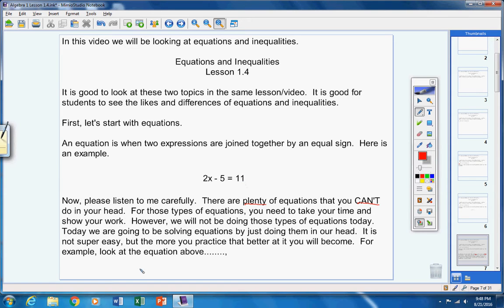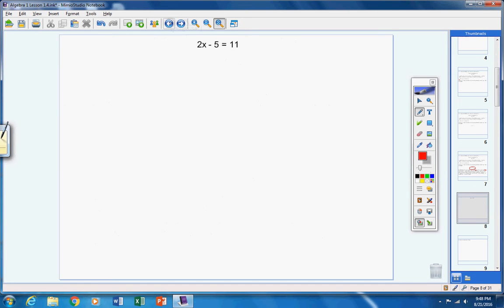For example, please look at the above equation. I would like you to solve this in your head. Now, some of you might start sticking numbers in here: try a 1, then a 2, then a 3. I would strongly discourage you from doing that. Please listen to how I suggest that you do this. First of all, you know you want this entire side to equal what? 11. Got it?